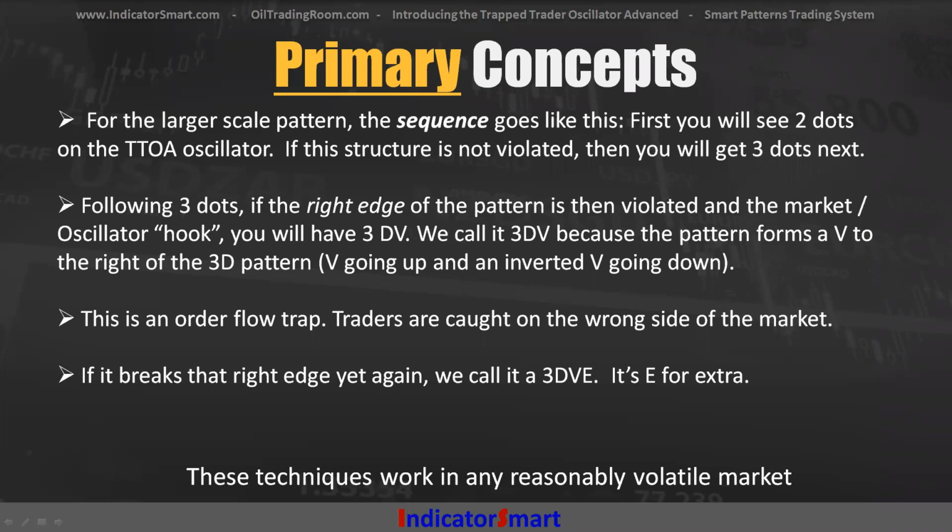So if it breaks the right edge again, we call that a 3DVE, and the E just stands for extra. And we'll look at lots of examples.